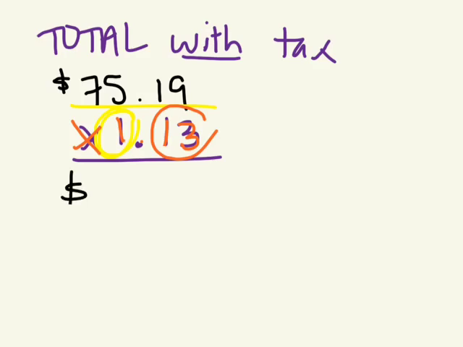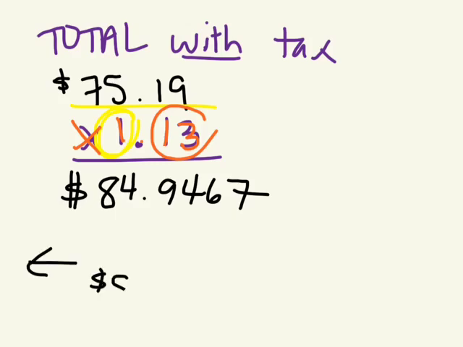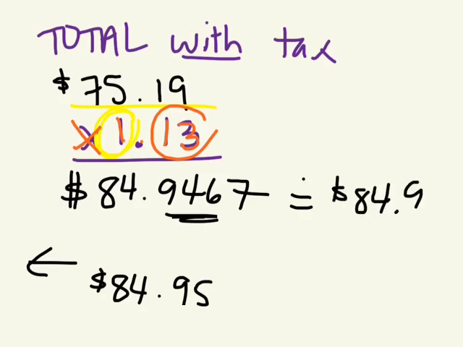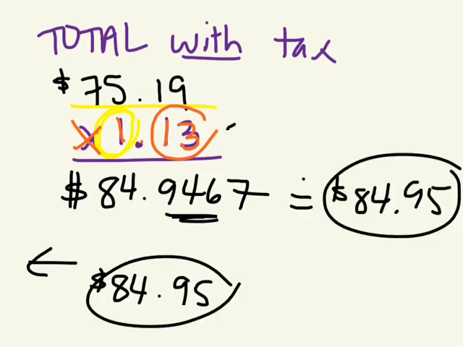What is the answer? Try this on your calculator. 84.9467, and previously on the other page we found that the total with tax was 84.95. Well, when we round this to the nearest penny, do we get the same answer? So this is actually a shortcut.